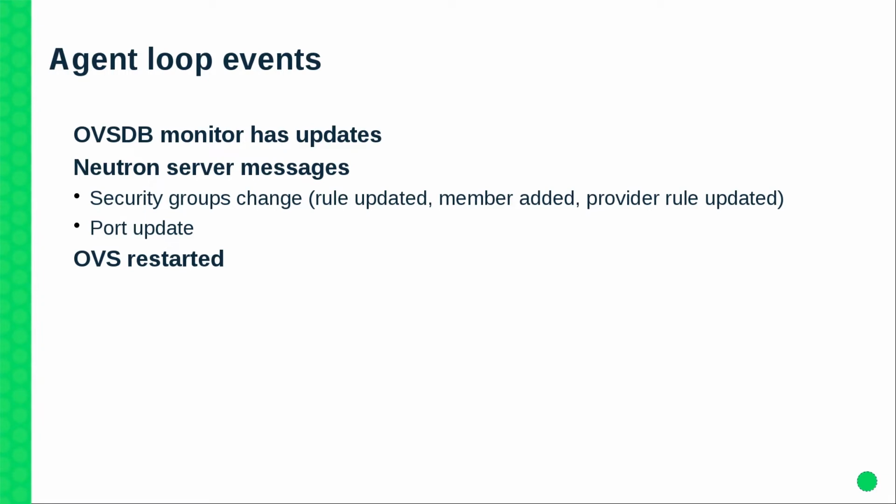So we will see the L2 agent code in more detail. As regards the OVS agent, it basically handles three kinds of events. First, events related to an update on the interfaces, so a new interface has been plugged or unplugged. Then the updates coming from the Neutron server, which are about port updates or security group changes. And then events about Open vSwitch, for example, Open vSwitch has restarted or has died.